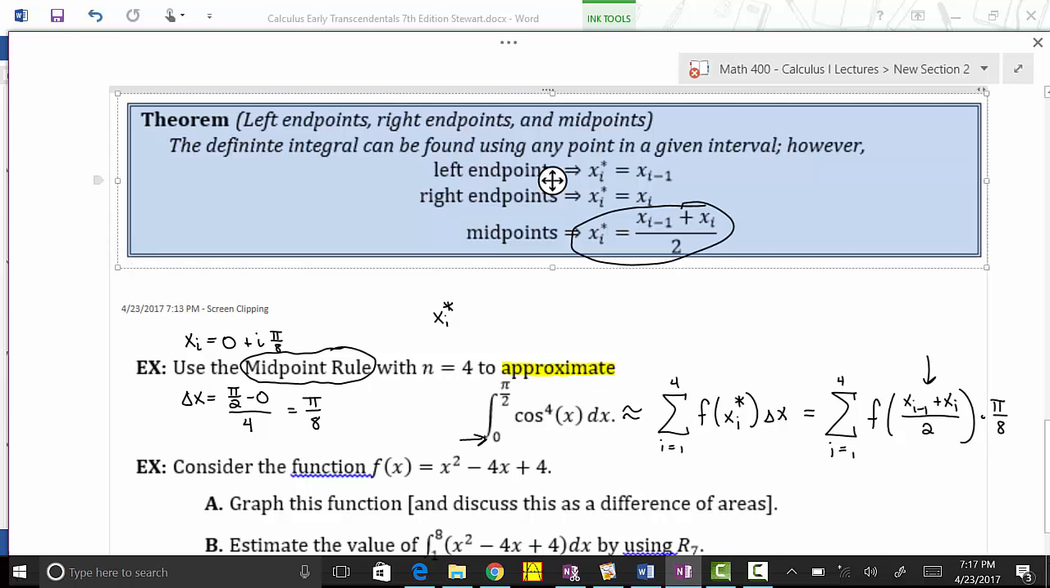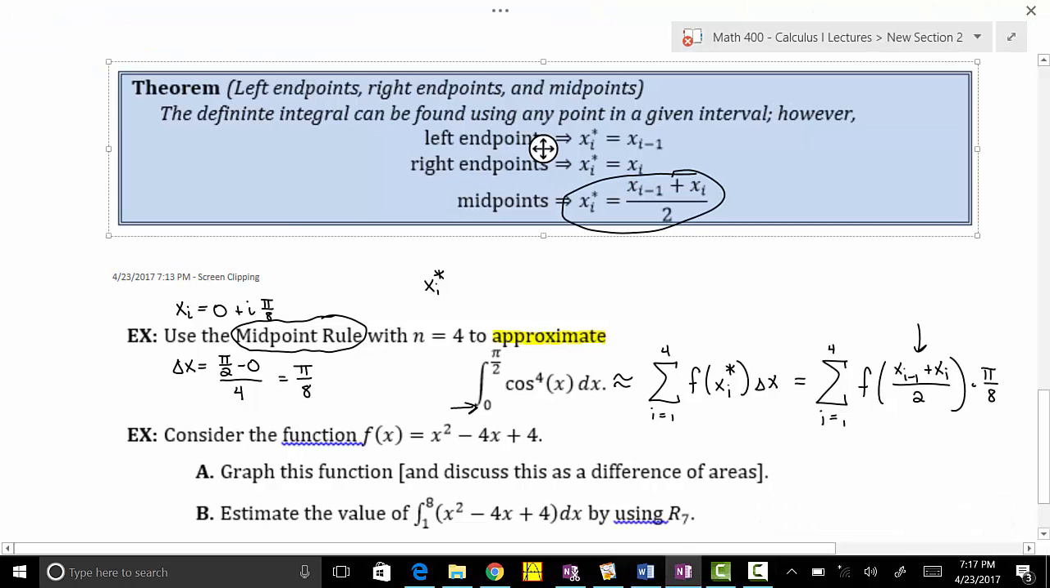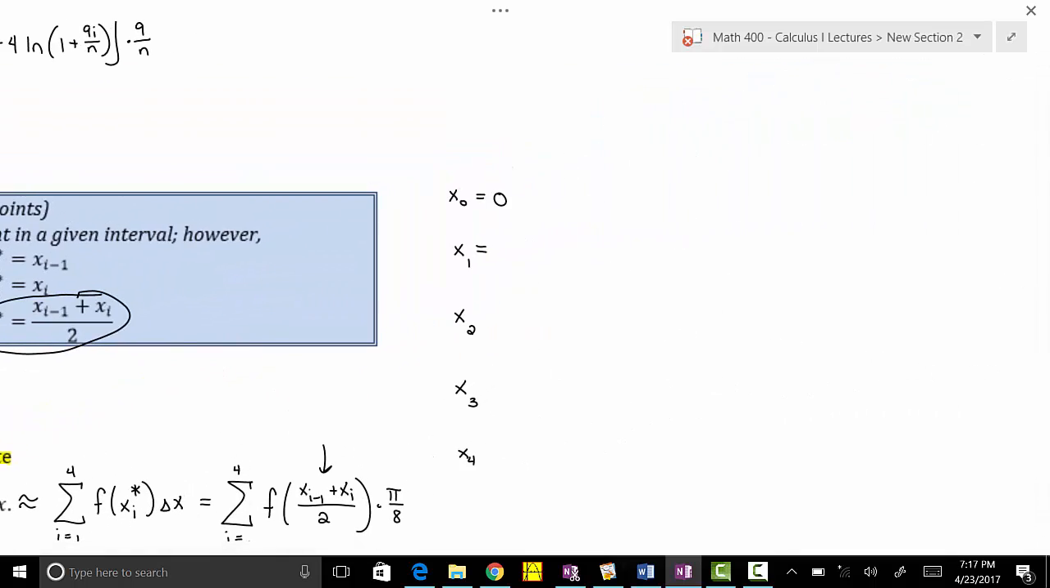My delta x, what is going on? Hold on a second. There we go. I just moved my screen. That's what it was. My delta x is pi over 8. So if I started at 0, I would go by a step of pi over 8 to get to the next x value. And I'd go by another pi over 8 to get to the next x value. And I'd go by another pi over 8. And so on and so forth.